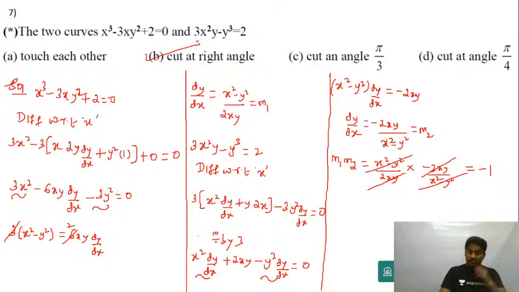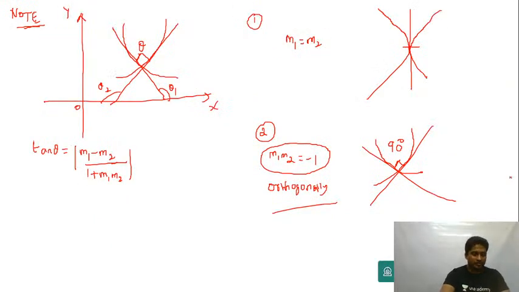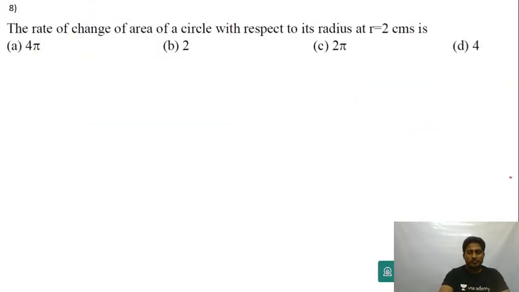Just differentiate the first curve, differentiate the second curve, and then multiply m1 into m2 is equal to minus 1. So they cut at right angles only. They cut each other orthogonally. So this will be the basic. Just go through this once. So let's move to the next question.